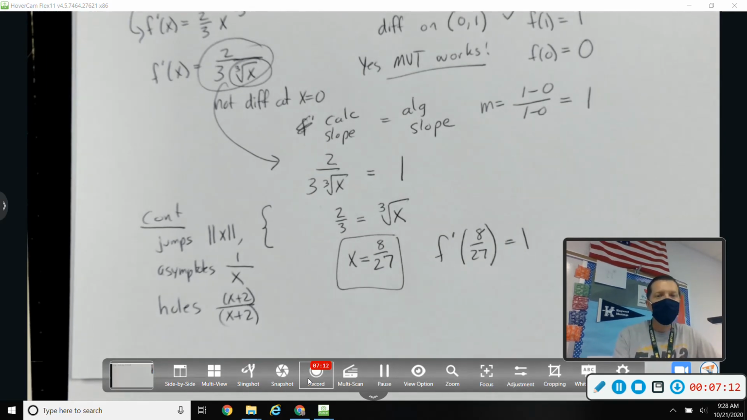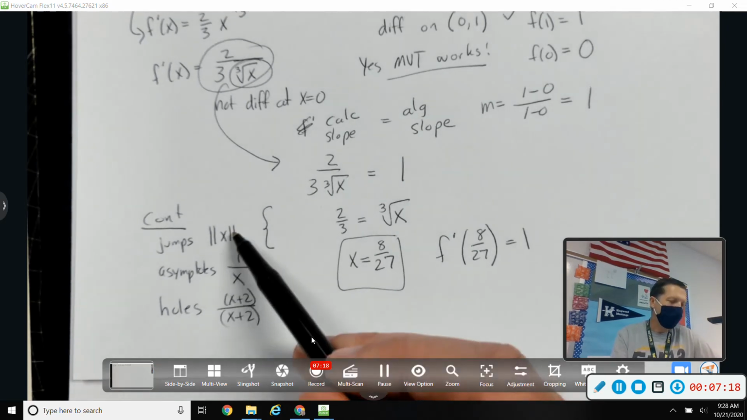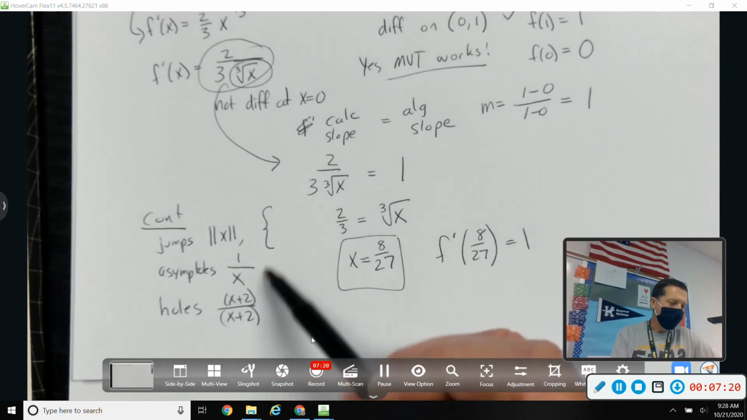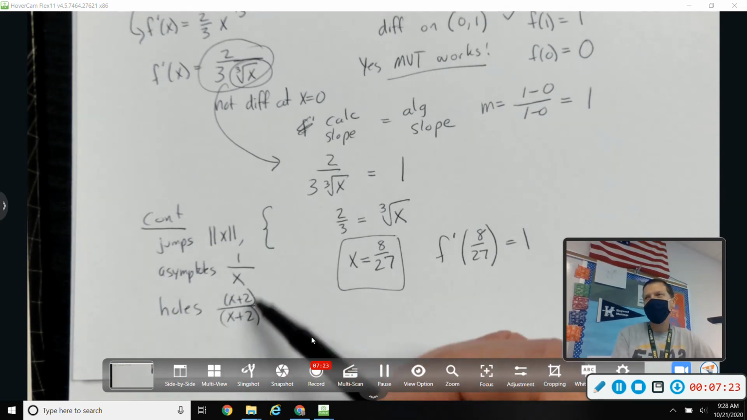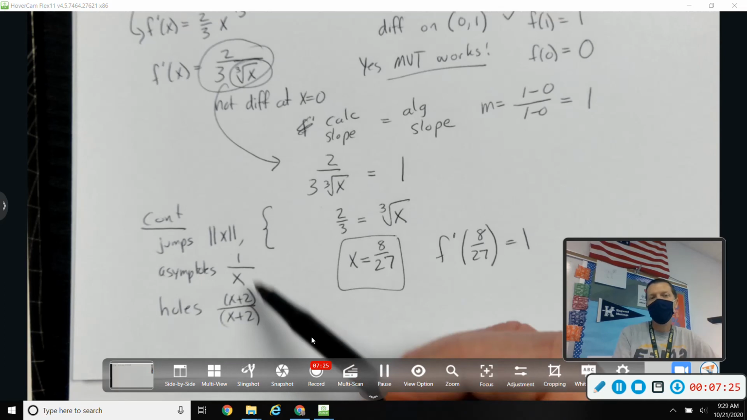So it's a good question because you don't really know on some of these what the graph looks like. You just have to think about, well, what issues could there be? And it's a pretty short list of things that would make a continuity problem.